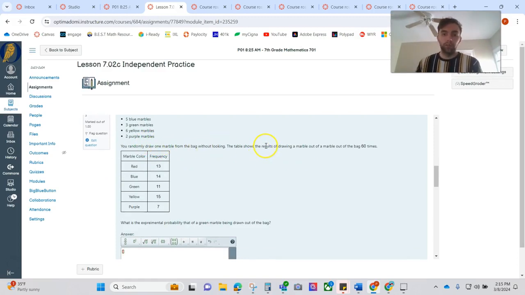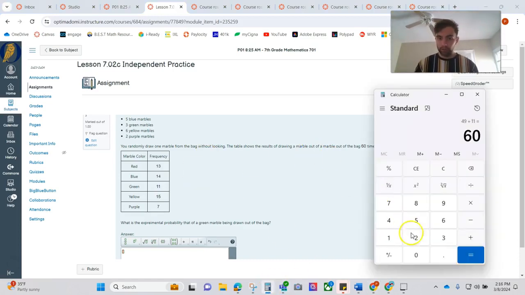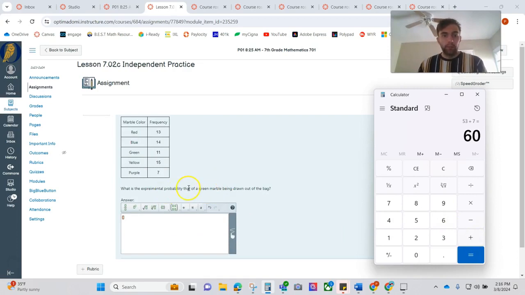The table shows the results of drawing a marble out of the bag. Oh, okay. 60 times. So again, 60. Let's just make sure it says 60. 13 plus 14 plus 11 plus 15 plus 7. Okay, good, 60. What is the experimental probability of a green marble being drawn out of the bag?